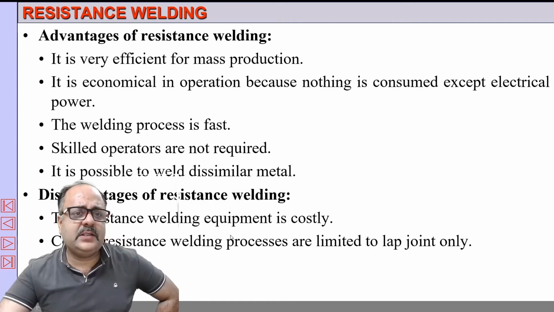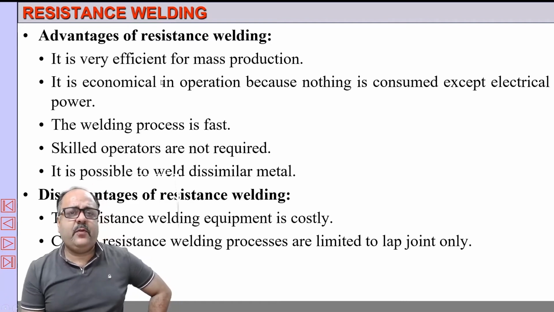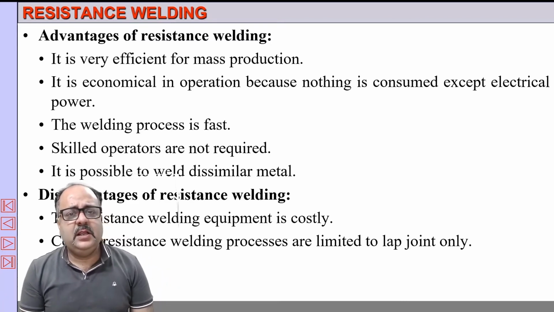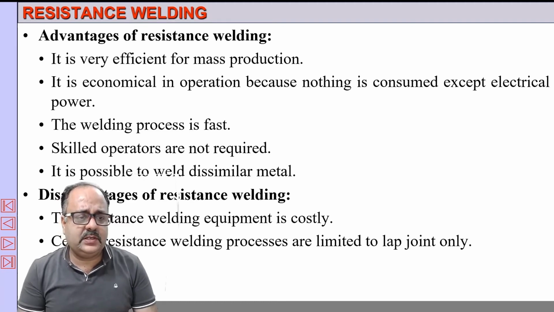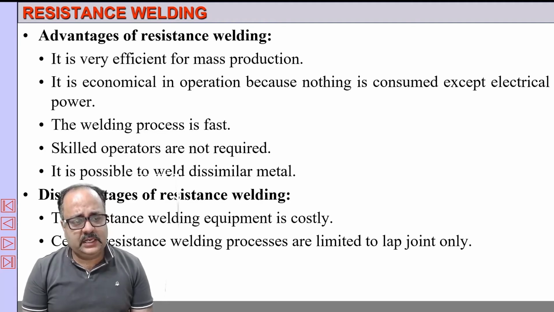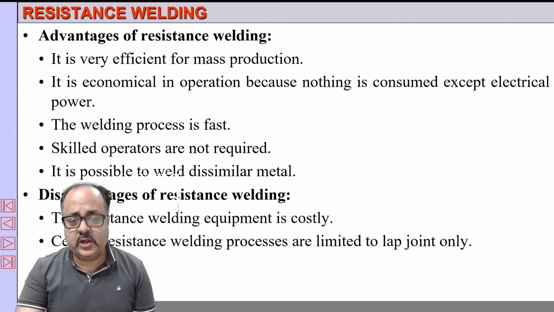So what are the advantages of resistance welding? It's efficient for mass production. It is very fast. Nothing is consumed. The skill required of the operator is very low. Sometimes it is possible to weld dissimilar metals also. But the equipment is costly, and certain resistance welding processes are limited to lap joints only.